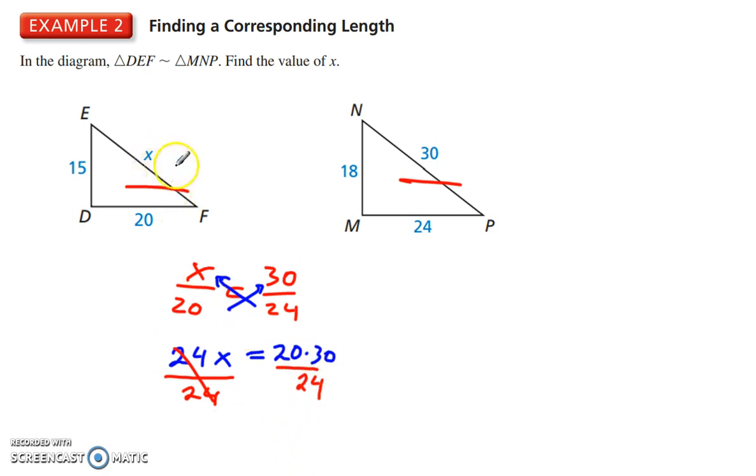So if you can set it up to where the x is on top of a fraction rather than on the bottom, all you have to do is take that denominator and move it to the numerator of the other side. So now we can simplify this. 20 times 30 is 600, divided by 24 is 25. You could always check to see if that is correct by setting up the ratios, say 20 to 24, is that the same as 25 to 30?